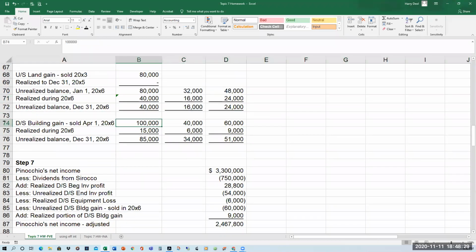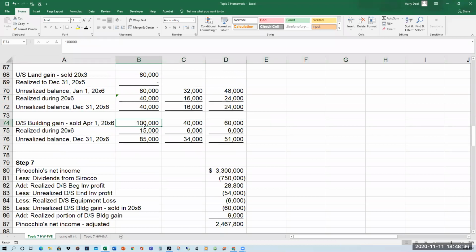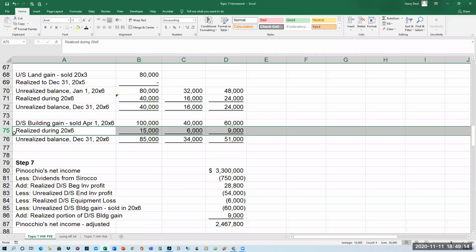For the building gain, now this is important because the building was sold intercompany during 2006. $100,000 is sitting as the gain on sale of building under other income in the separate company books of Pinocchio. When consolidating, you want to minus $100,000 from other income. And then because a portion of that gain, $15,000, got realized in the year 2006, this $15,000 you will subtract from depreciation expense, because the process of the intracompany gain getting realized for depreciable assets is through adjustments to depreciation.